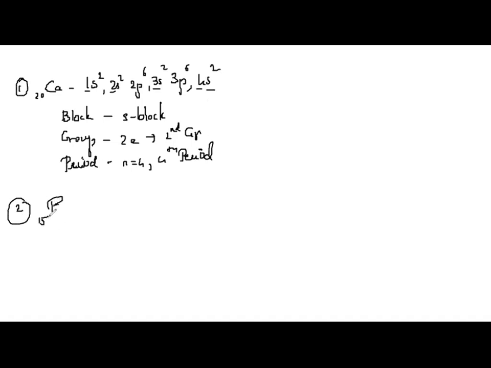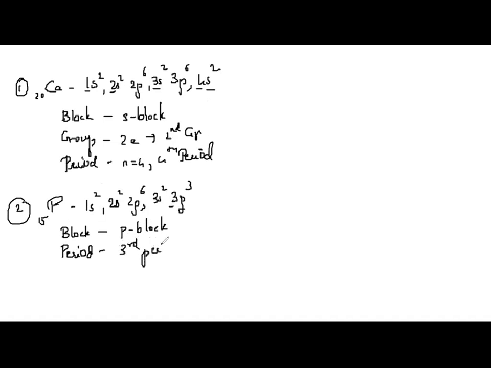Atomic number is 15. Okay. 1s2, 2s2, 2p6, 3s2, 3p3. Correct? 10 plus 5, 15. Okay. To which block it belongs? Last electron is entering into p orbital, so it belongs to p block. So what is the period number? Which is the maximum number, 3. So it belongs to third period. You can verify it.